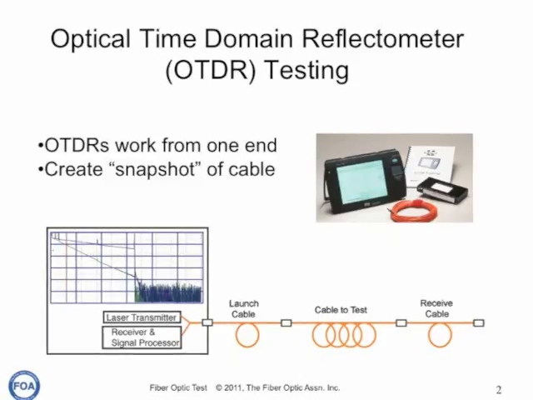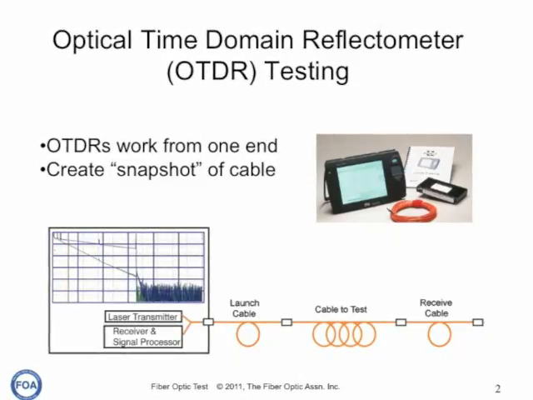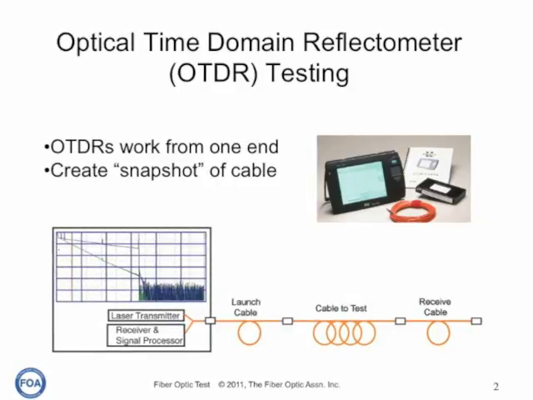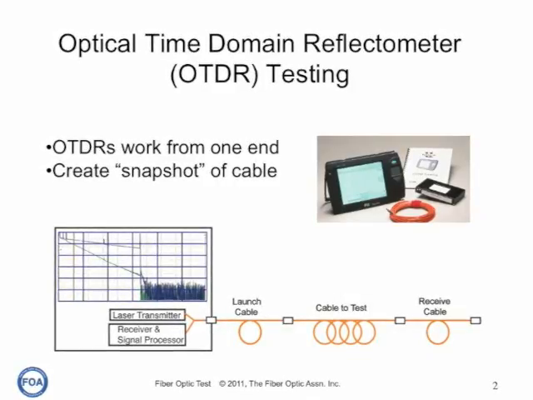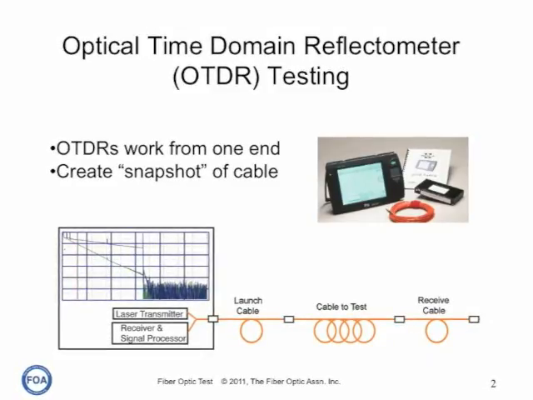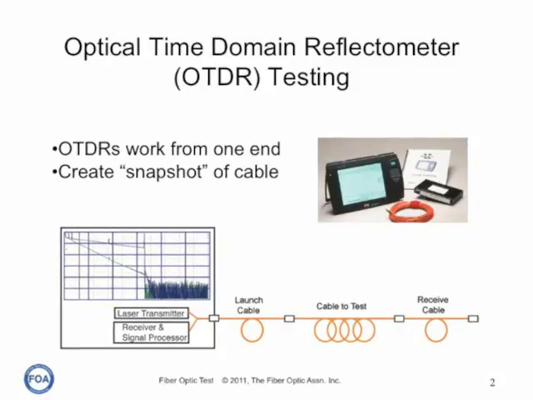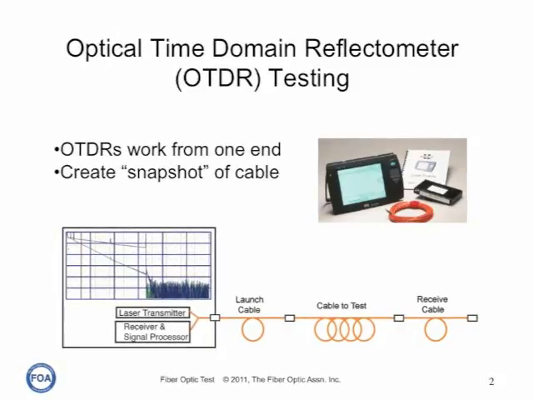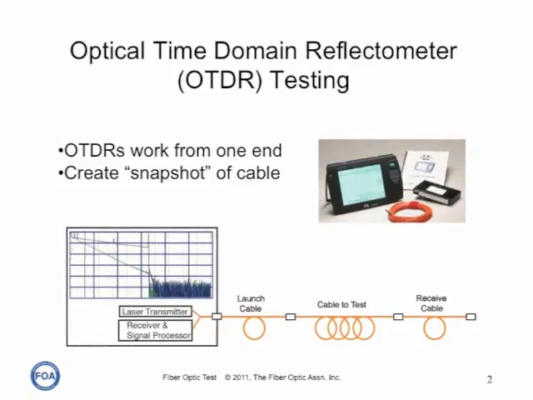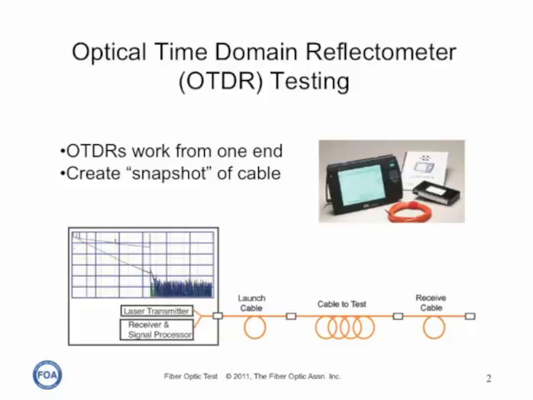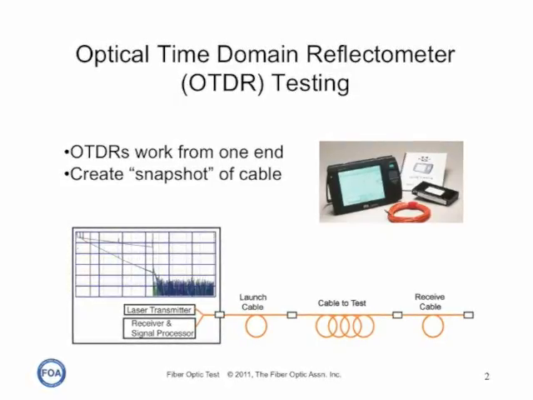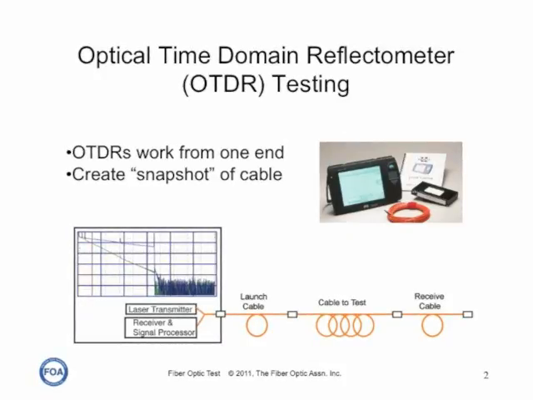As we mentioned in Lecture 17, OTDRs are very valuable instruments for fiber optic testing. They're convenient because they work from one end of the cable and they create a snapshot of the cable. You use that snapshot, or what we call the trace, to analyze the cable plant as you're testing it, and you also save it for later analysis in case you need to do troubleshooting. But the secret to success in using an OTDR is, before you make any tests, set the OTDR up correctly for the cable plant you're testing.